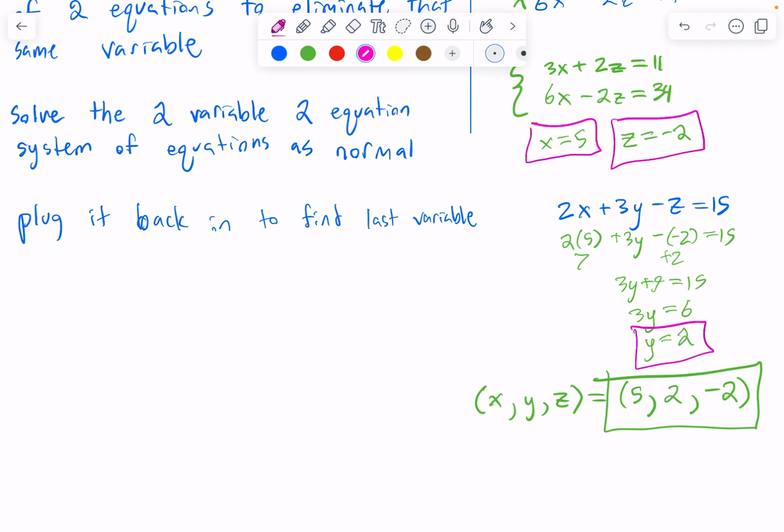I feel like I made an arithmetic mistake here, but it's okay. Oh, that's where it is. This is a 10. 2 times 5 is 10. Classic. This is a 12. 15 minus 12 is 3. Y is 1. Classic. You got to catch your mistakes. There we go. All right, you guys.